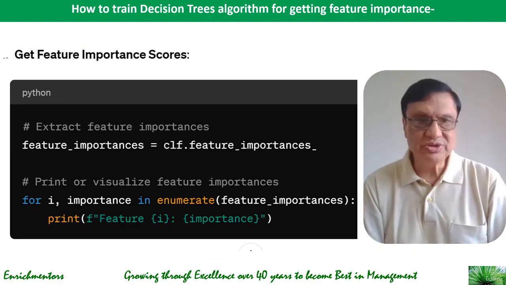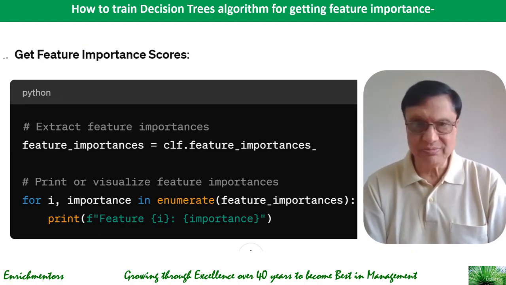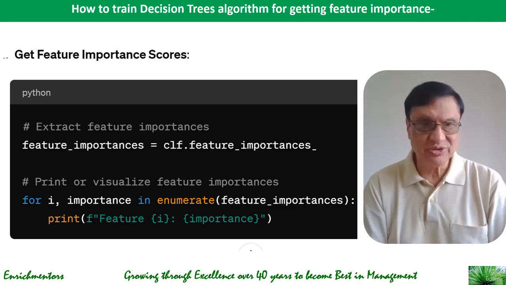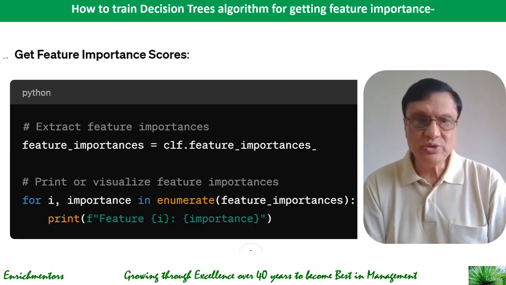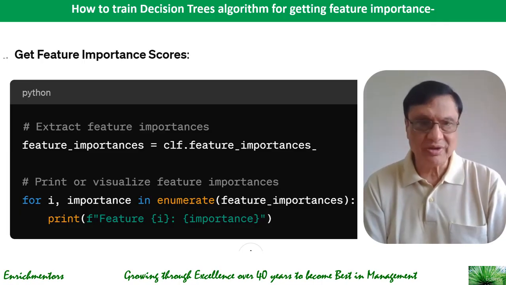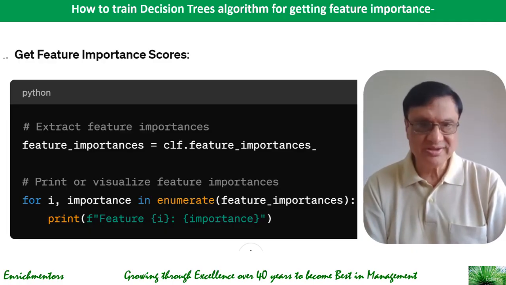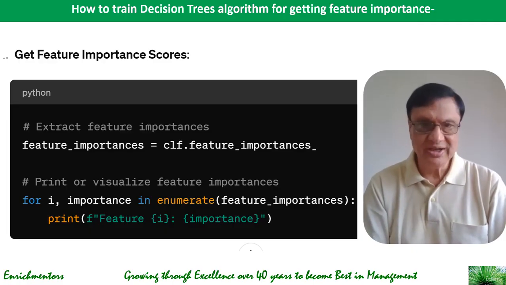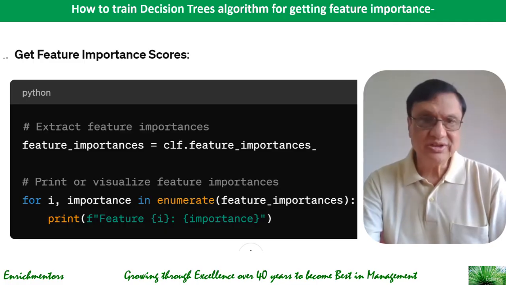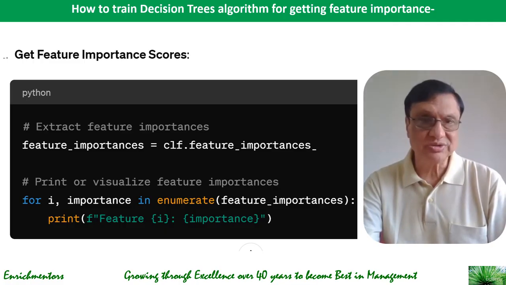Then what you do is you get the feature importance scores. It's as simple as that using the scikit library. You extract feature importances by using the command that you see here. And then you can print or visualize the feature importances: for i, importance in enumerate feature importances, print feature i equals importance. So that's how you get feature importance scores.